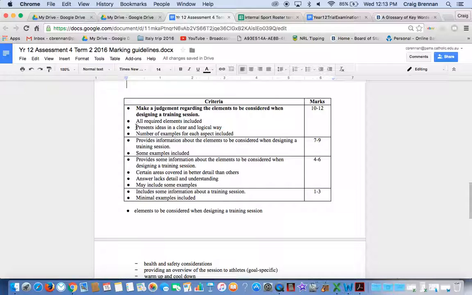The other part in it says he presents ideas in a clear and logical way. Now, I didn't pick on people if the elements weren't in their order. For example, you're not going to do your overview first and you're not going to do your warm-up at the end. You should follow a path, from your health and safety, into your overview, into your warm-up and cool-down, then your skill instruction, your practice, your conditioning, and then your evaluation. That's how it should flow. That's presenting ideas in a clear and logical way. So it's something for boys to keep in mind. And also include examples for each aspect.